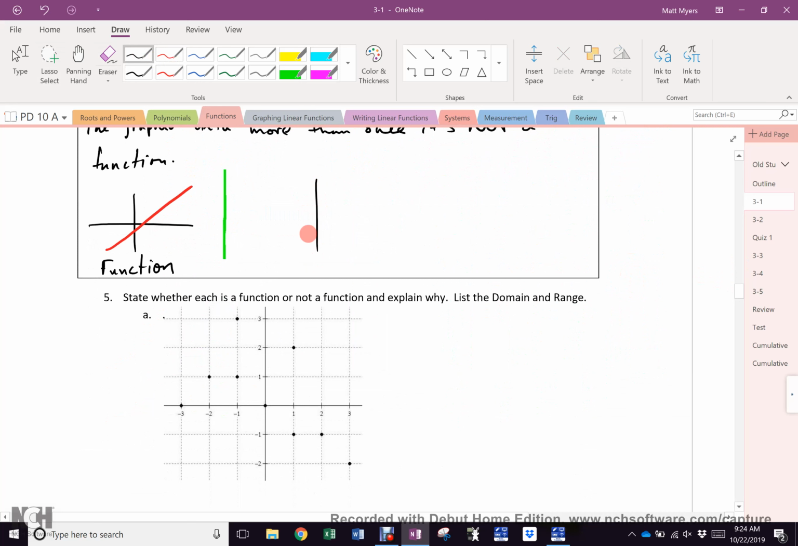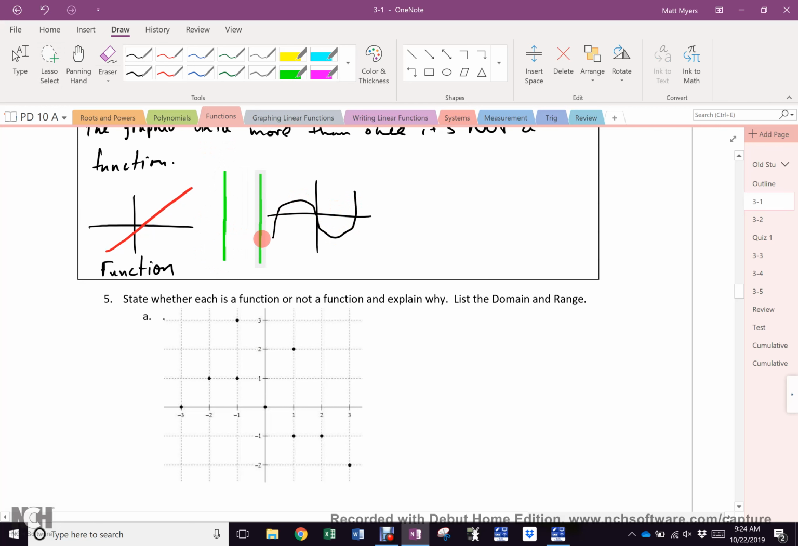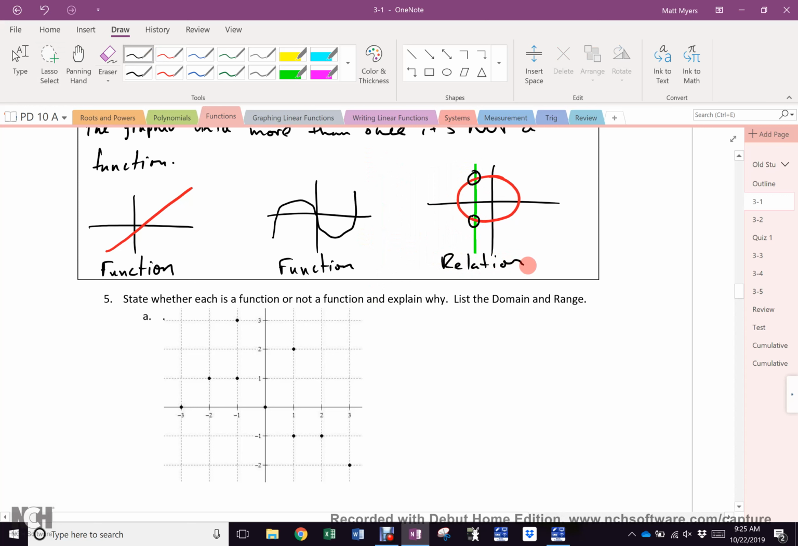Let's do another one. Function or not? Function. How many times does it hit the black curvy line? Once all the way along, yes? Okay, so there's another function. And lastly, it hits it there and there, yes? So that's a relation. Everybody good? Easy peasy, lemon squeezy, yeah?